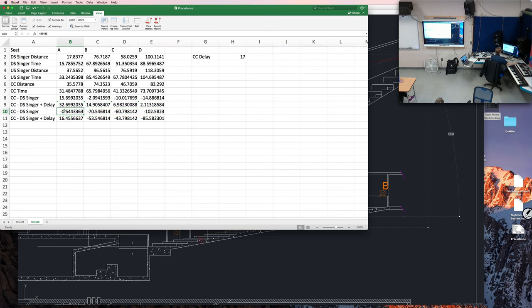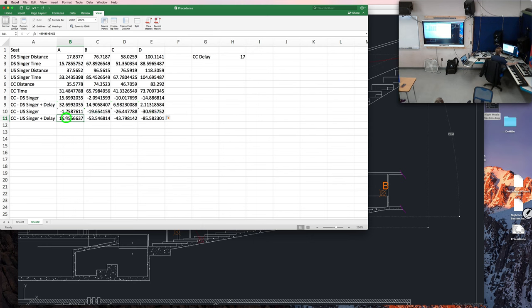So center cluster minus downstage singer is really going to be, oh no, it did work. It did it, didn't it? This is going to be upstage. And that's going to be upstage. Let's just make sure it tracked. Yep. Oh wait, no, this one needs to be, I'm just going to redo it. So center cluster minus upstage singer is center cluster time minus upstage singer time. Yeah? I'll copy that over.